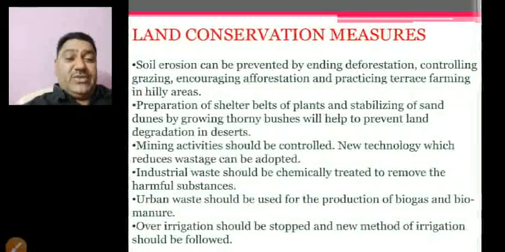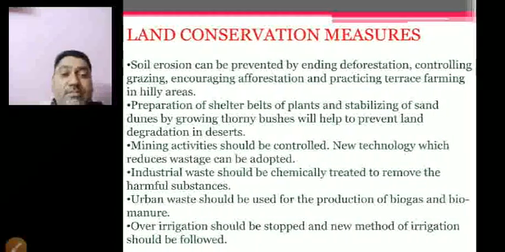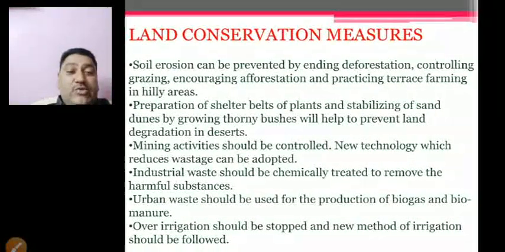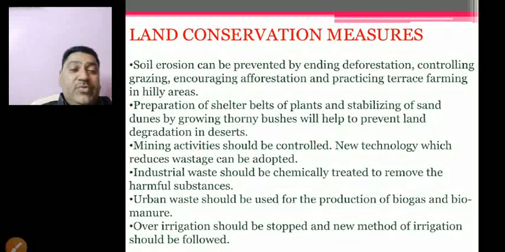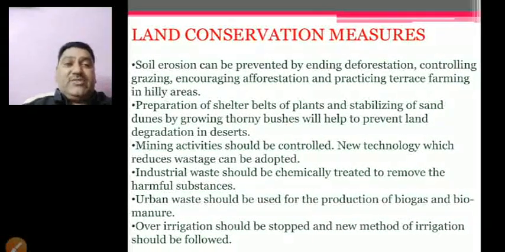Similarly, urban wastage should be used for production of biogas and biomanure, and we should avoid over irrigation. For that, we should develop new methods of irrigation. So these are some methods for conservation of land.